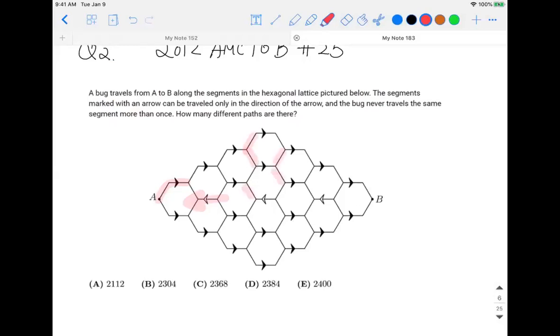However, if there's no mark, from here, here, these kinds of things, it doesn't matter. The bug can travel up, down, or downward or upward. It doesn't matter. There's no direction. It's not a big deal. And the bug never travels the same element more than once. Okay, you always travel only once. So how many different paths are there getting from A all the way to B?